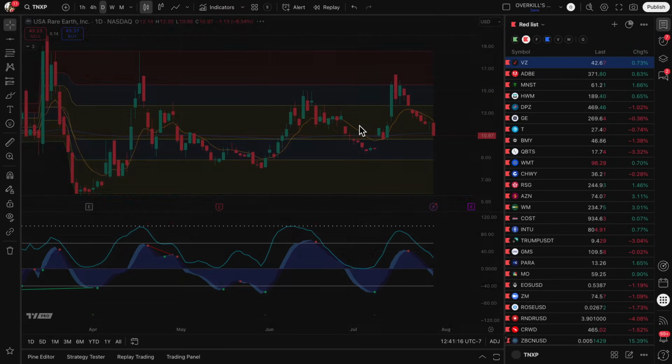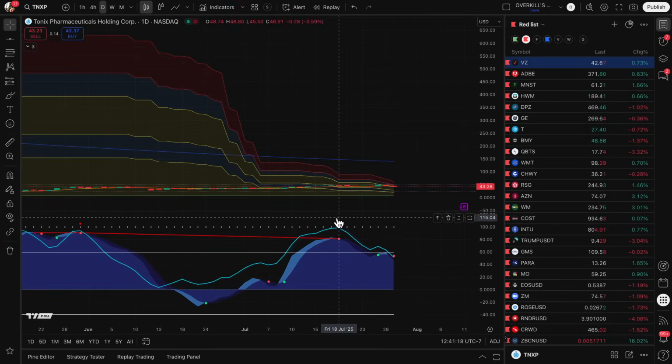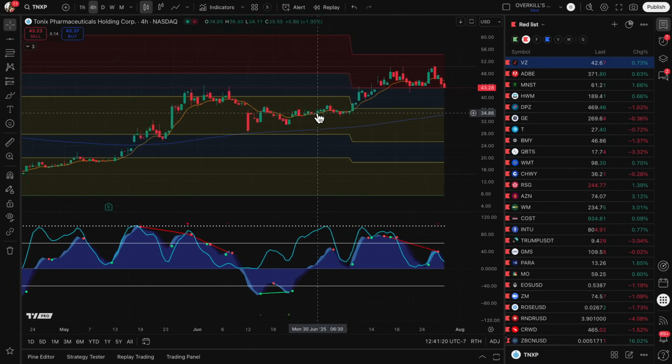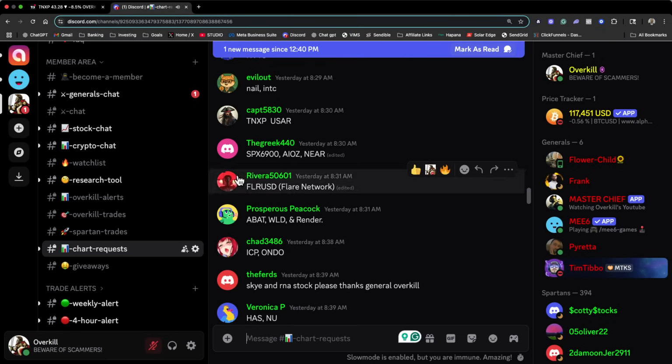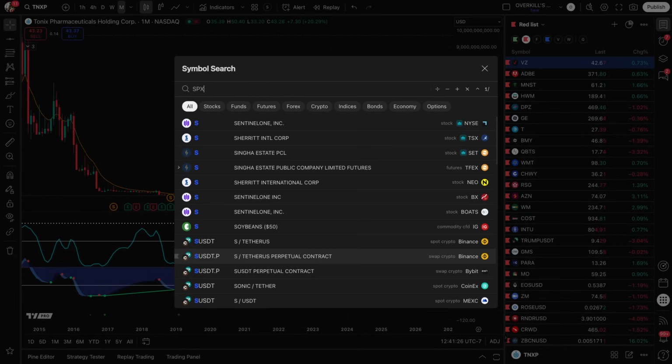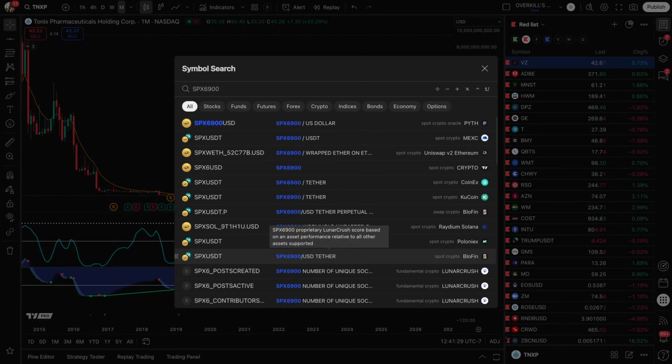TNXP. Yeah, I mean, I can't even look at this chart. I guess you'd be in here on the 4 hour. But that monthly chart is ruined. Looks like they had a bunch of stock splits. So not much I can tell you on that one. But the other one, I'd trade the daily.